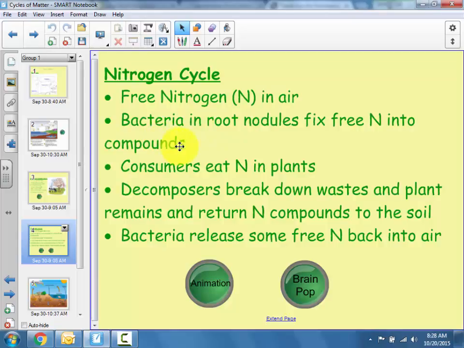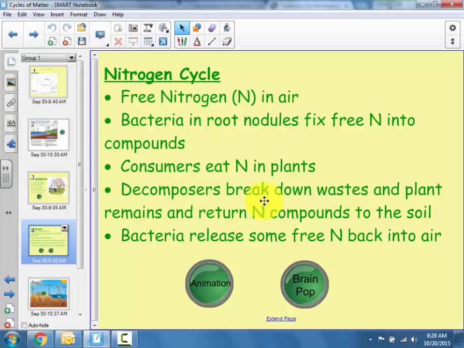Those compounds are then taken up by plants, and the plants use them in their body structure, and then consumers, us being one of them, will eat the nitrogen that's in the plants. So that's why you need to eat your vegetables. The decomposers, once the consumers eat that nitrogen in the plants, they use that in their bodies, and then some of that does leave their bodies as waste, or it gets broken down when that animal dies.